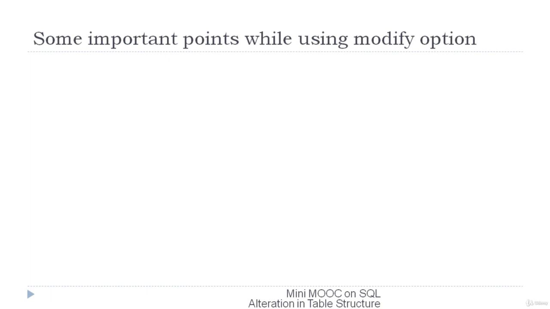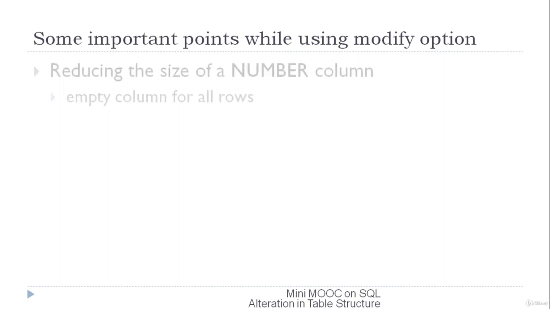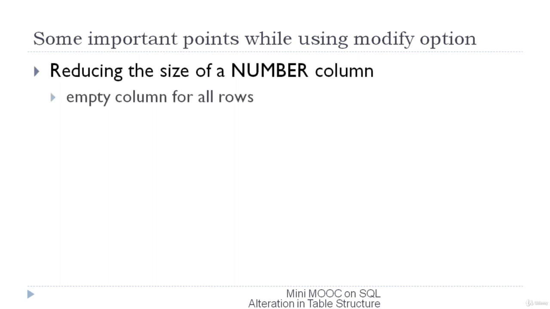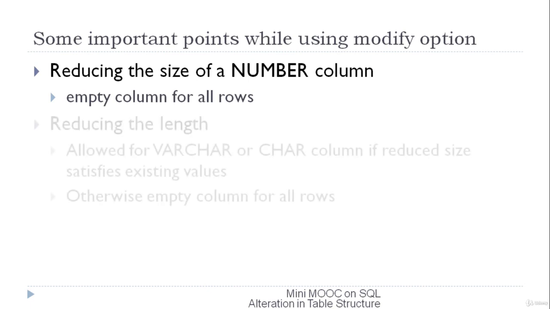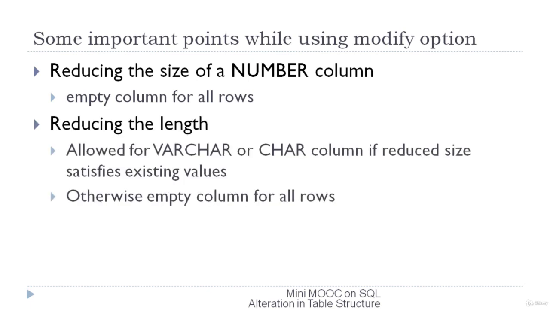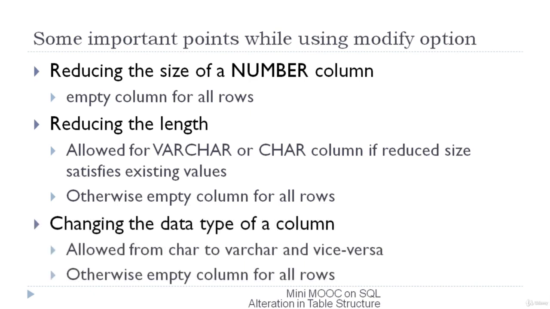There are some important points which we should keep in mind while using modify option. To reduce the size of number column, it is mandatory to empty the column for all rows. Reducing the length is allowed for variable character or character column if reduced size satisfies existing values. Otherwise, we have to delete its values for all the rows. Changing the data type of a column is allowed from character to variable character and vice versa. Otherwise, we have to empty the column values for all rows.